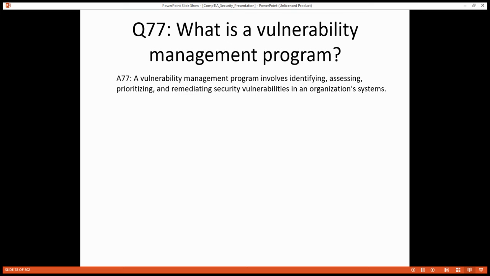Q77. What is a vulnerability management program? A77. A vulnerability management program involves identifying, assessing, prioritizing, and remediating security vulnerabilities in an organization's systems.